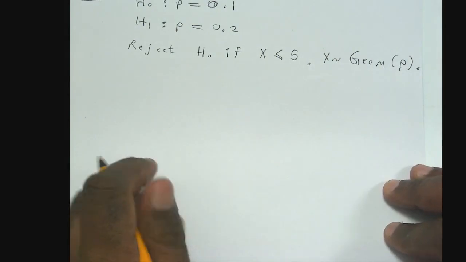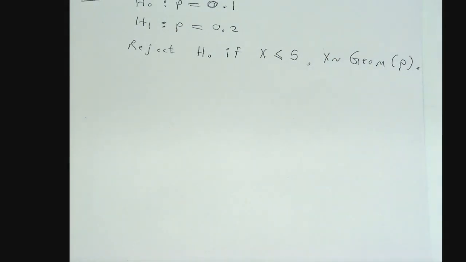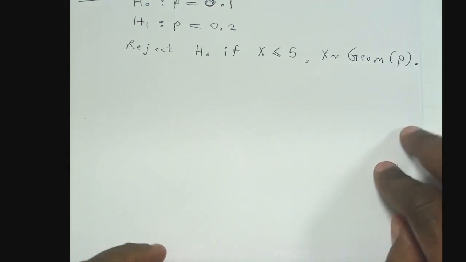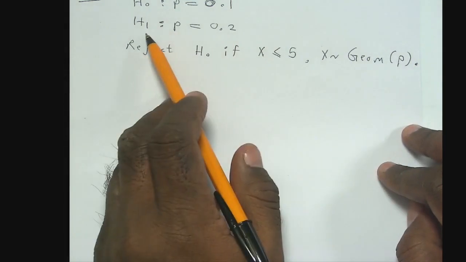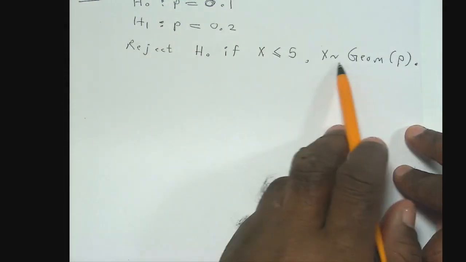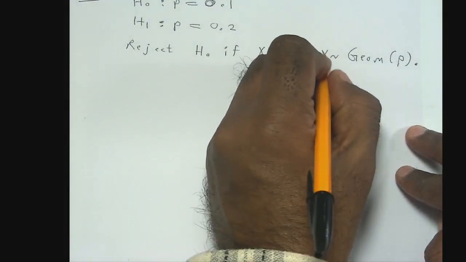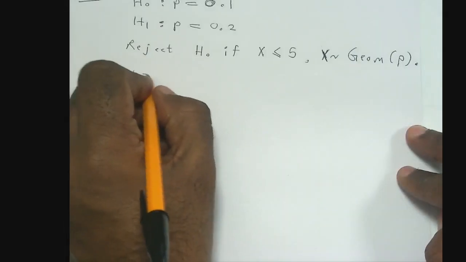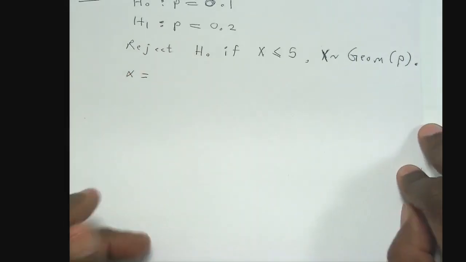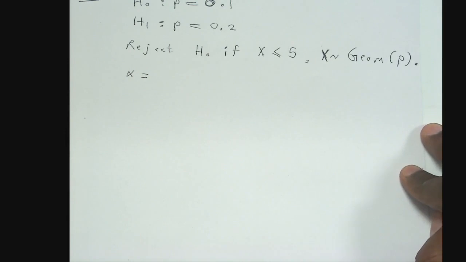Alright guys, I know some of you have already done question 2, but if you haven't, let me show you. I think this is what you're given: the null hypothesis, the alternative, the rejection rule, and x is a geometric variable. You're asked to find alpha and beta. Remember, alpha is the probability of type 1 error, and beta is the probability of type 2 error.